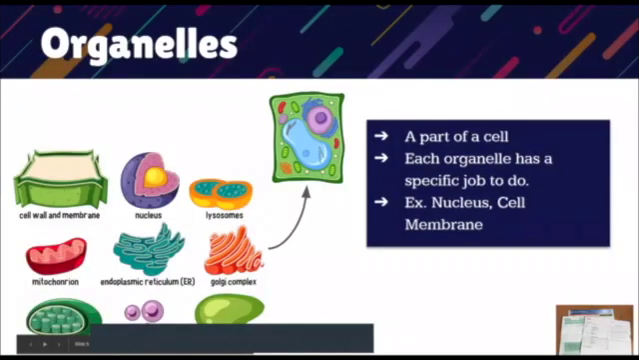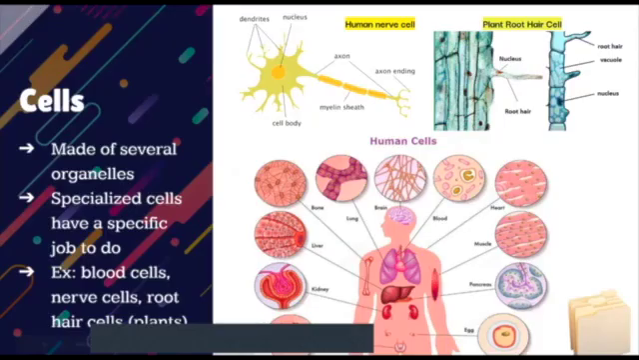Okay, so the next part is cells. So all these organelles come together and make a cell. There are specialized cells that have specific jobs to do, such as blood cells, nerve cells, or root hair cells, which are in plants. So anything that's written on the screen is what you're going to write down in your notes, where the lines are for each level.